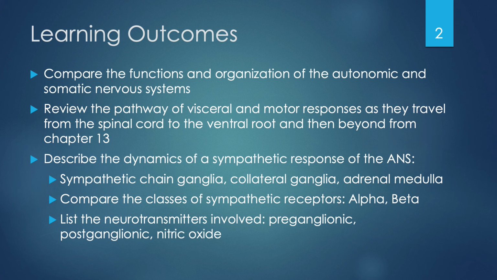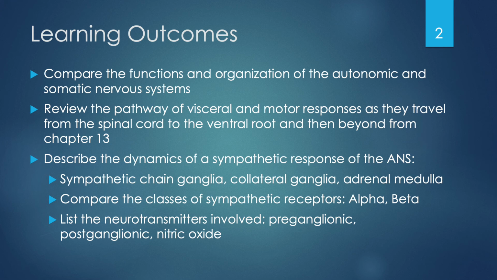Today's learning outcomes include the following. To compare the functions and the organization of the autonomic and the somatic nervous systems, we will review the pathway of visceral and motor responses as they travel from the spinal cord to the ventral root and then beyond, and that's from Chapter 13. We'll describe the dynamics of a sympathetic response of the autonomic nervous system.